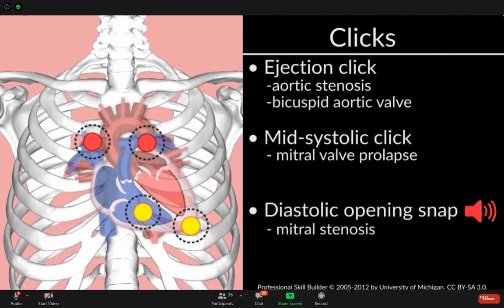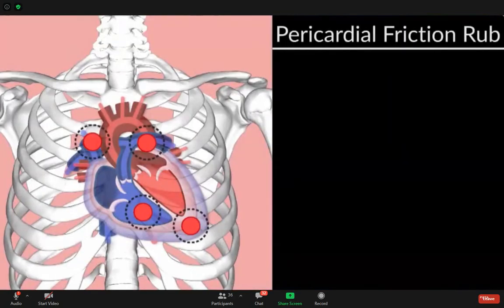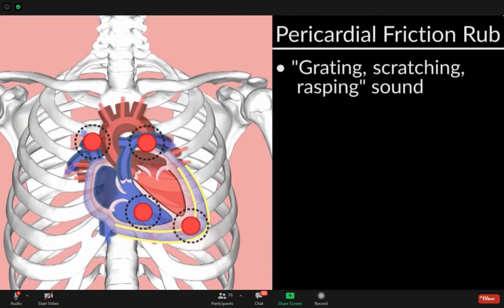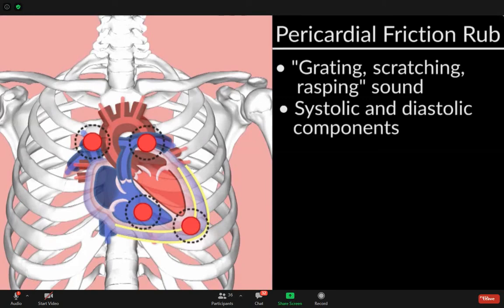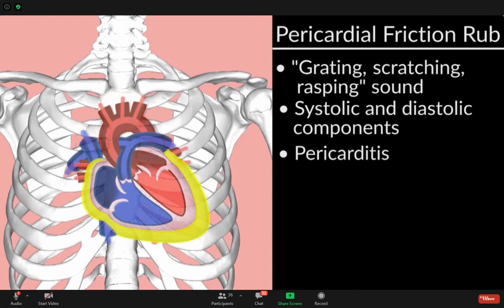Rubs. A pericardial friction rub can be heard when the two walls of the pericardium rub against each other, producing audible friction. This sound can be described as a grating, scratching, or rasping noise that sounds similar to squeaky leather. It has both a systolic and diastolic component and often obscures the normal S1 and S2 heart sounds. The sound is usually best heard between the apex and the sternum and can be indicative of pericarditis, which is an inflammation of the fibrous sac surrounding the heart.